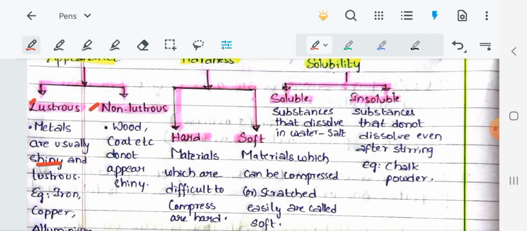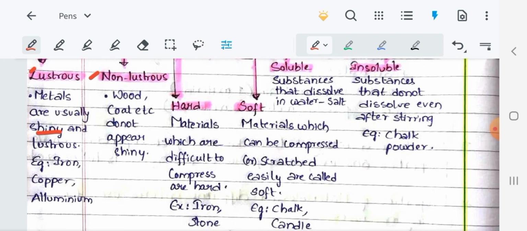If they are lustrous, that means they are usually shiny. Mostly metals are lustrous, and iron, copper, and aluminium are some of the metals which can be taken as examples. Talking about non-lustrous substances, they are not usually shiny, and they are brittle. For example, wood and coal, a non-metallic mineral, do not generally appear shiny.